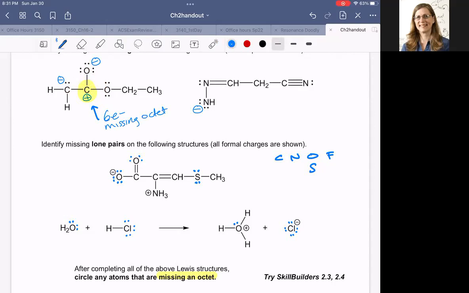And so this is going to be true. Remember, I use this term. It's called a carbocation. When you have a carbon with a positive charge, it's always going to have just 3 bonds around it, and it's always going to be missing an octet. We are going to be seeing lots of carbocations around, but in general, it's the only type of atom that's missing an octet that we're going to be seeing pretty regularly.